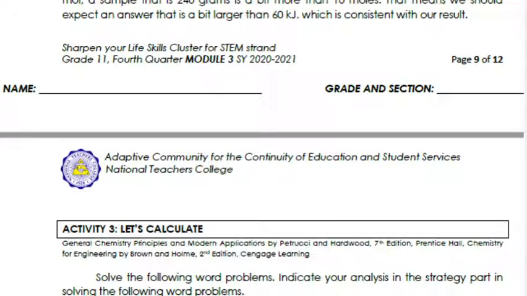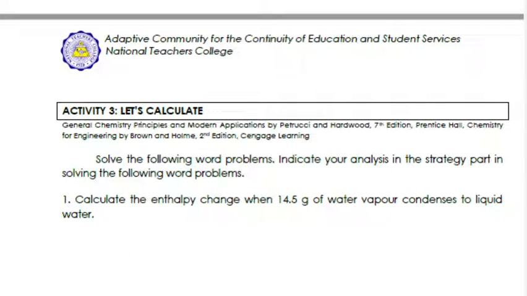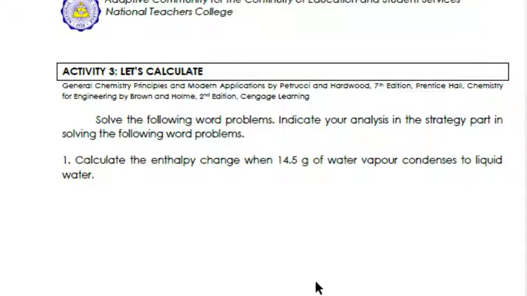So in activity 3, let's calculate. I did not put any tip since most of these problems are direct substitution. All you have to do is find the number of moles and the value of the phase change. So number 1 is condensation, and then number 2 is fusion.